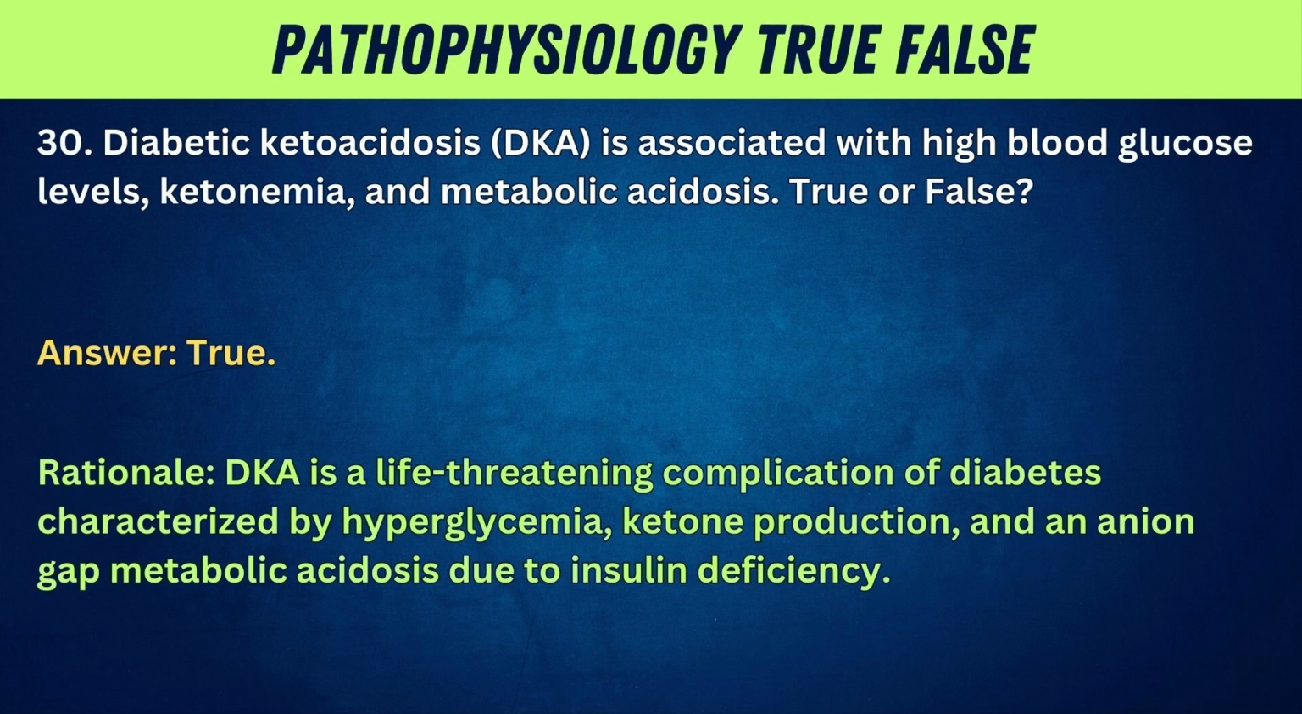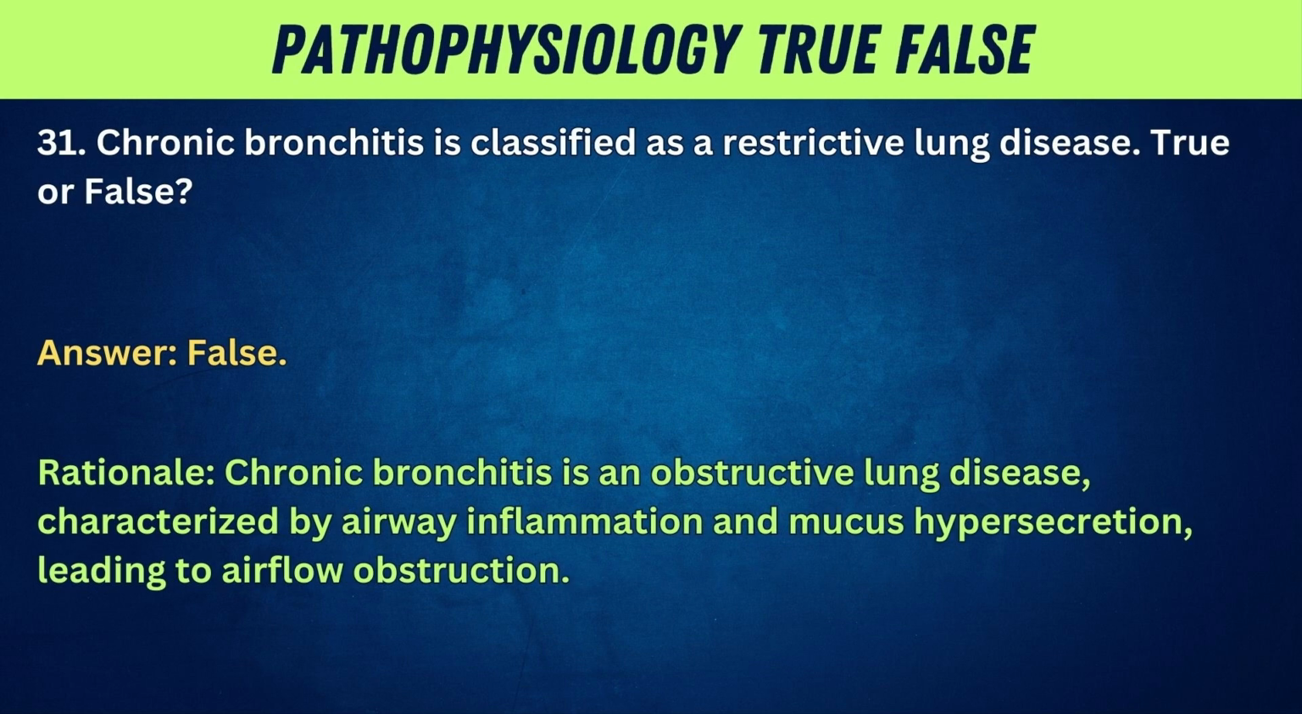30. Diabetic ketoacidosis, DKA, is associated with high blood glucose levels, ketonemia, and metabolic acidosis. True or false? Answer: true. Rationale: DKA is a life-threatening complication of diabetes characterized by hyperglycemia, ketone production, and an anion gap metabolic acidosis due to insulin deficiency.